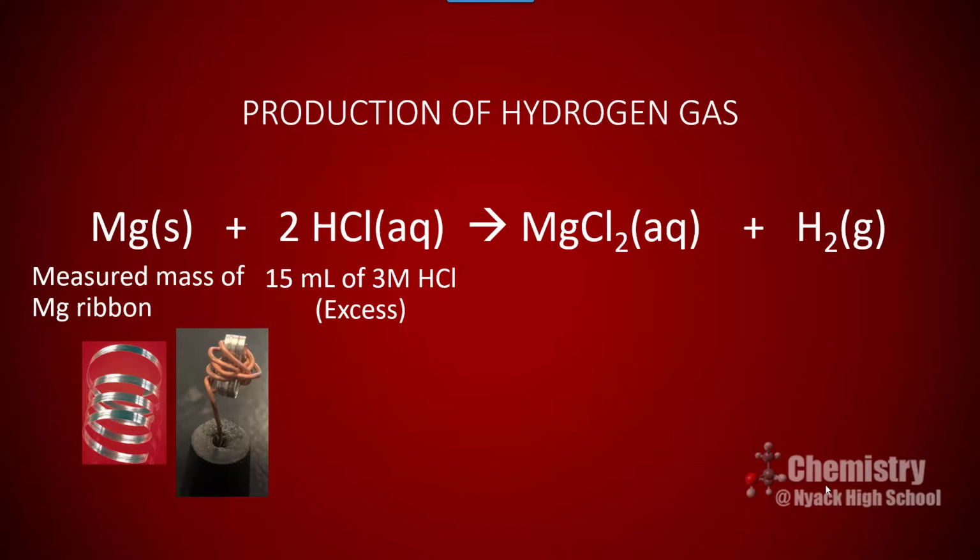Magnesium comes in a ribbon, and we'll take a small piece of it and tie it to a piece of copper wire that has been inserted into a rubber stopper that we'll use to hold the magnesium strip as it reacts with the hydrochloric acid.